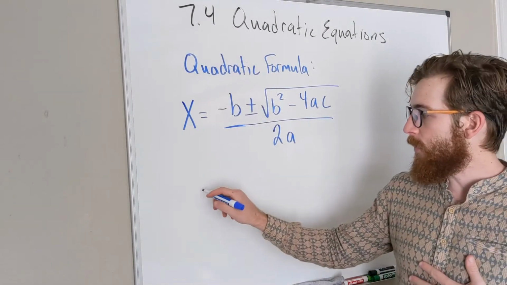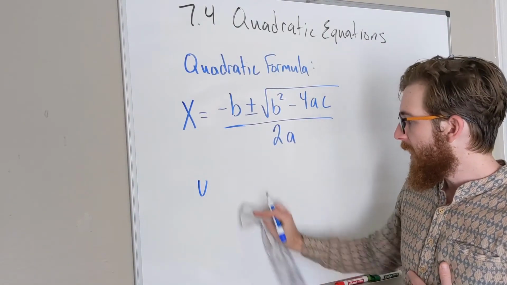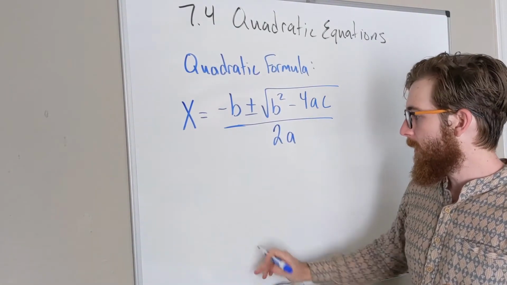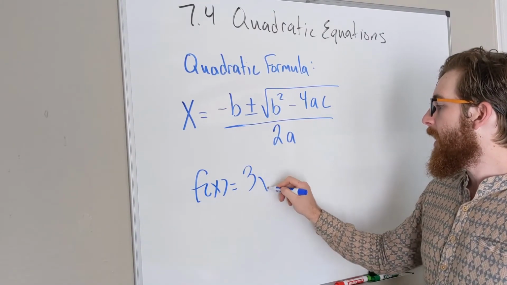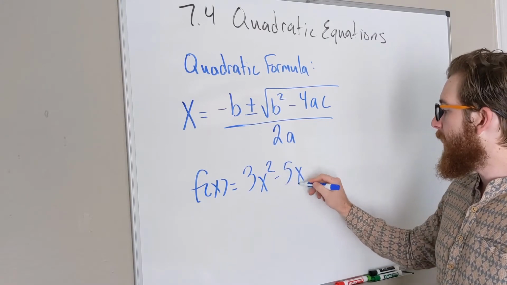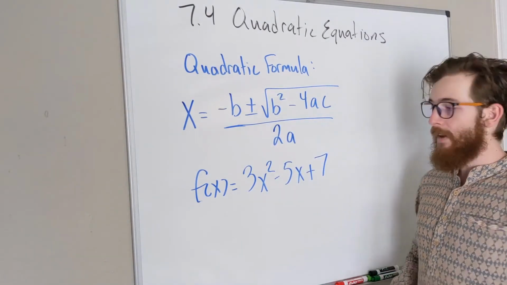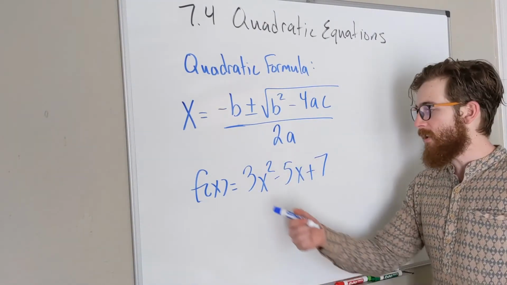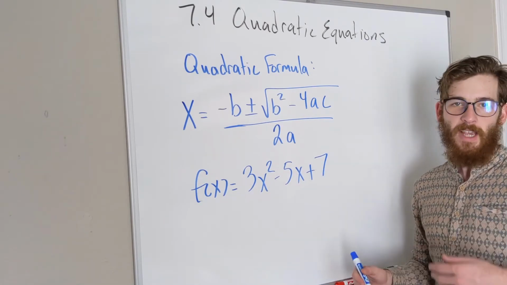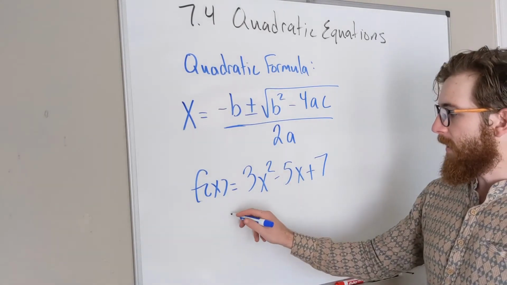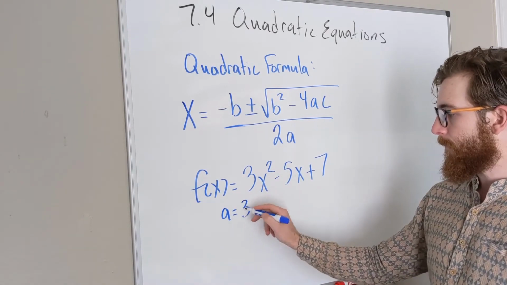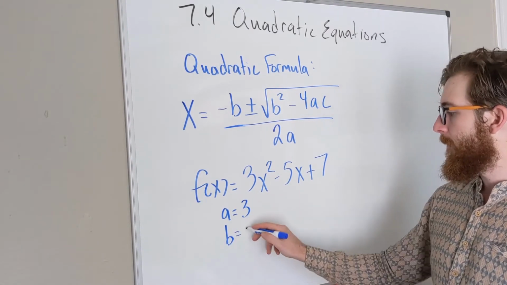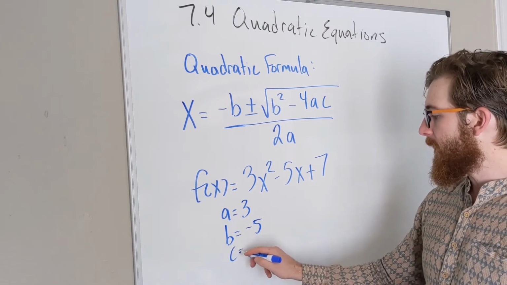Just to show an example of this, if I have a function, f of x equals 3x squared minus 5x plus 7. I've just picked random numbers. They just happen to be 3, 5, 7, but that's fine. So first thing I'm going to do, I'm going to write down my a, I'm going to write down my b, and I'm going to write down my c.